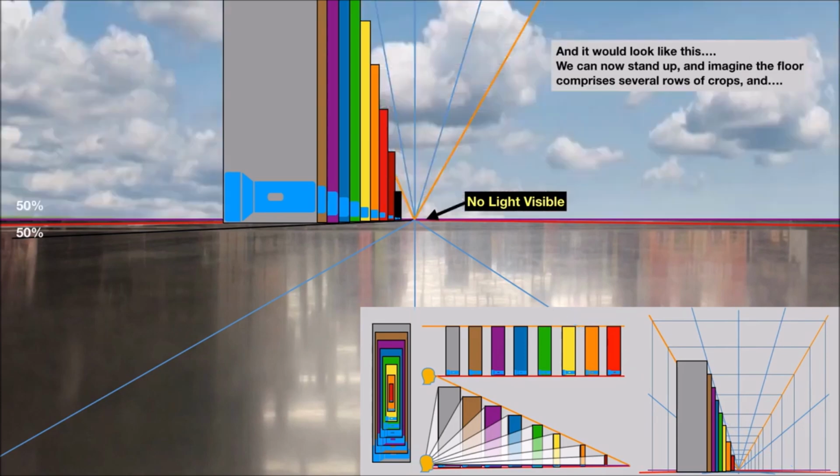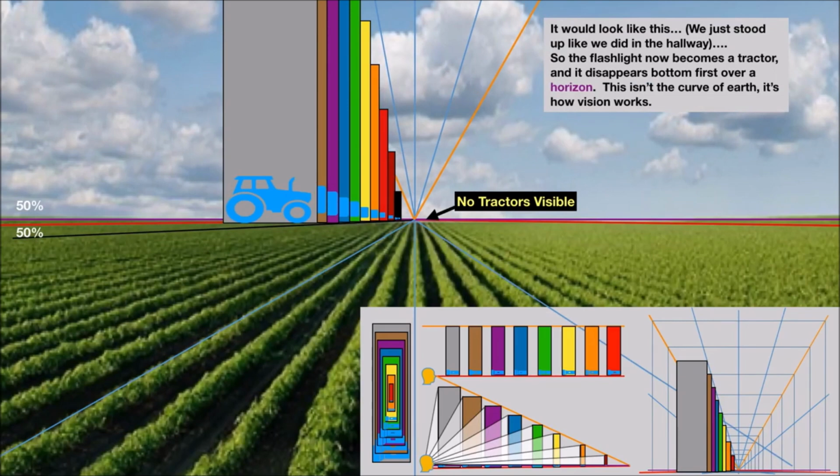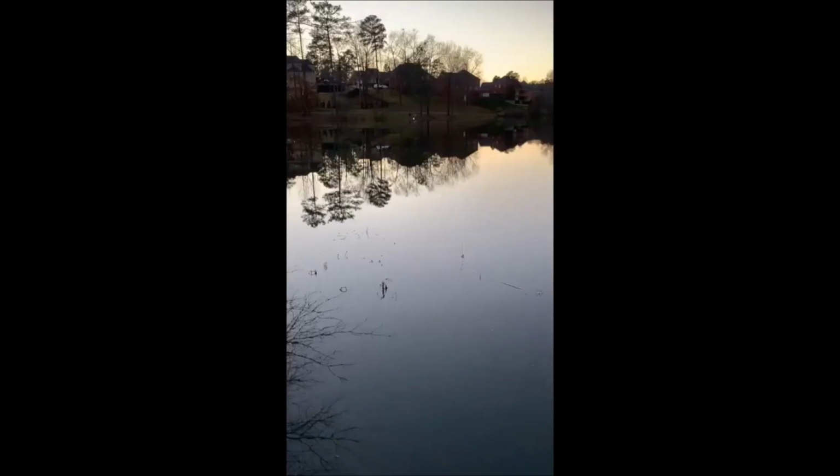So I just do that here. I remove the walls and the ceiling. I'm still on the floor, and then I extend my floor, let's say, to become some crops or something like that. It doesn't matter. And now I'm just looking at a tractor going off into the distance, and it disappears as well. So here's the footage with some more exact measurements, and this is just later in the day.